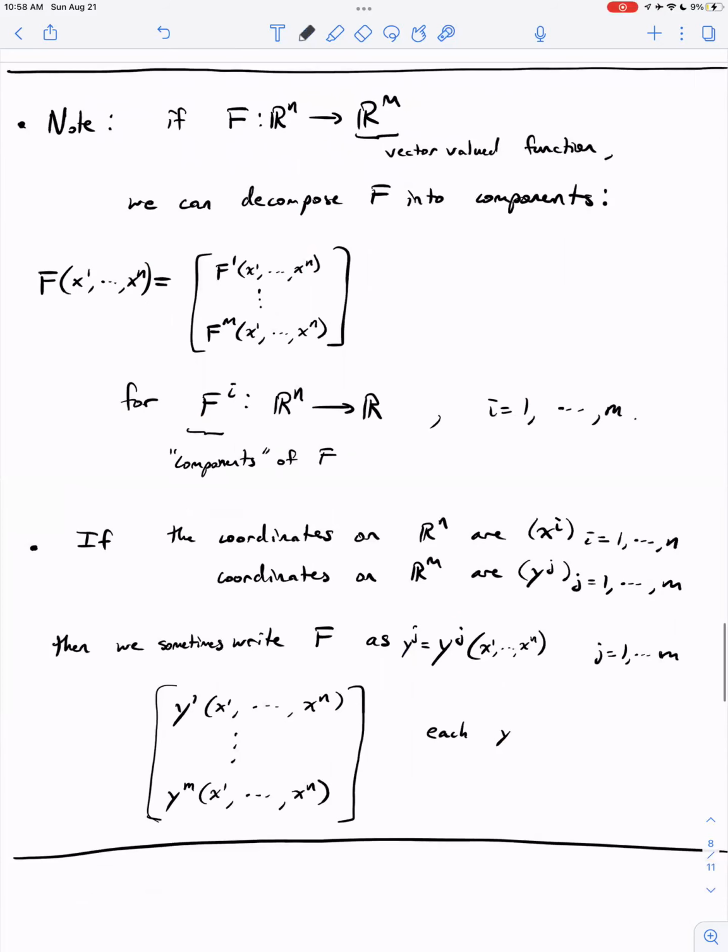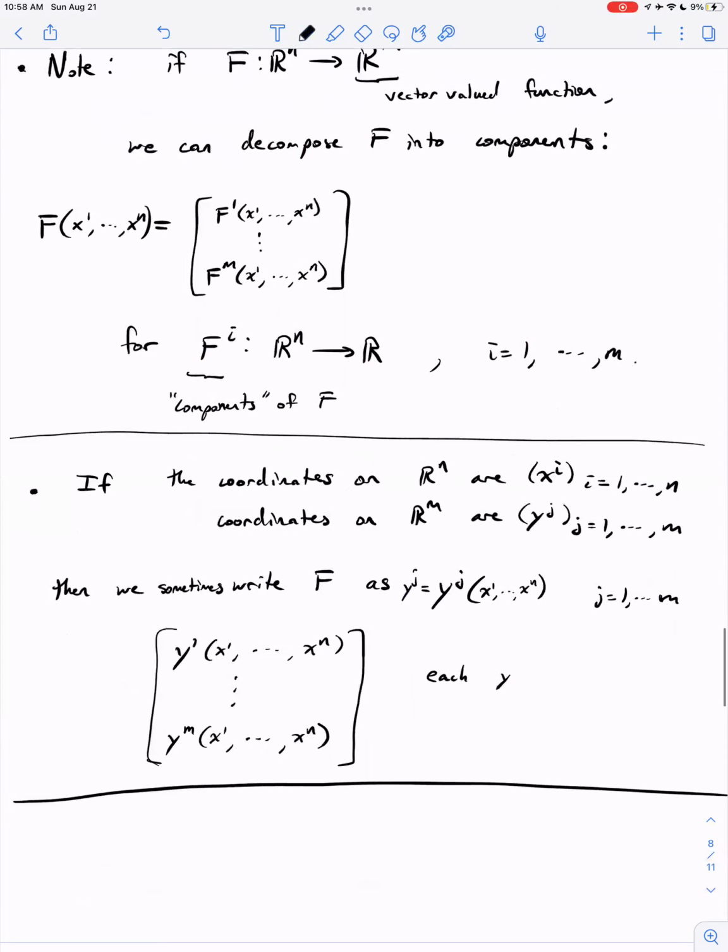Just some other notation, this is maybe a totally separate point. If the coordinates on Rn are xi and the coordinates on Rm are yj, then we sometimes write the function f as y depending on the x variables. You might see this especially later, when you're working with two different manifolds, with charts on each. The chart on this one has coordinates that are x's, the chart on this manifold will have coordinates that are y's. And if you have a map from one to the other, the y's will depend on x's. And so we just write this.